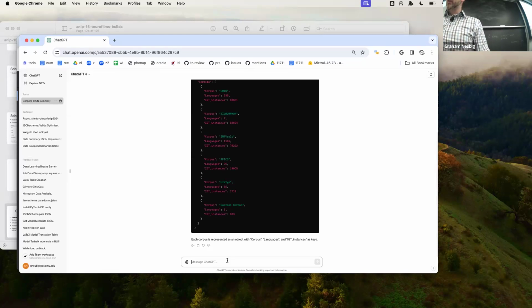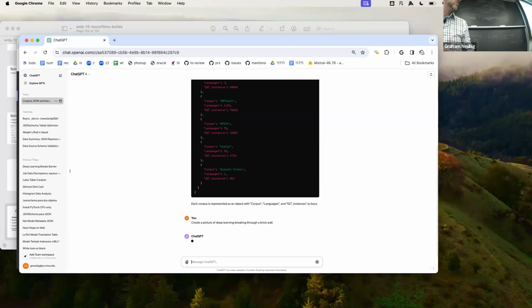There was a famous article written by Gary Marcus that said deep learning is hitting a wall. It was written two years ago, and Gary Marcus was saying deep learning is not the way for the future. We're going to need things other than deep learning in order to make progress. Whether you believe that is true or not, I will leave to your own opinion. But I could also say, create a picture of deep learning breaking through a brick wall, and it can generate images for you.